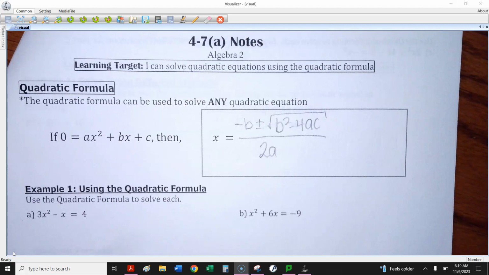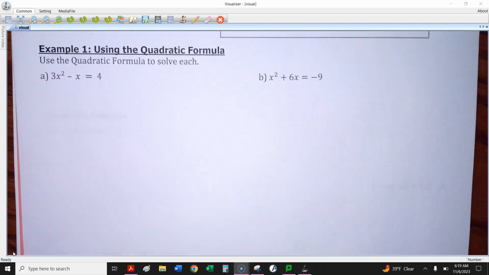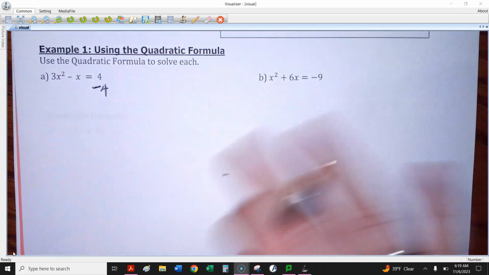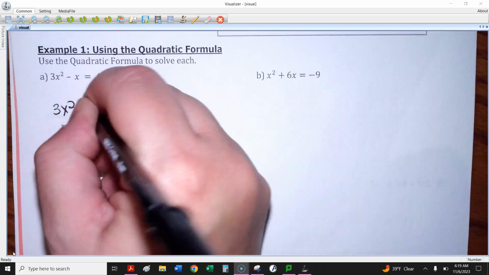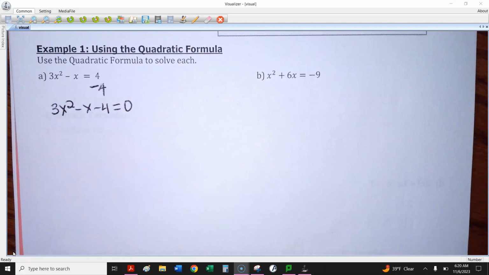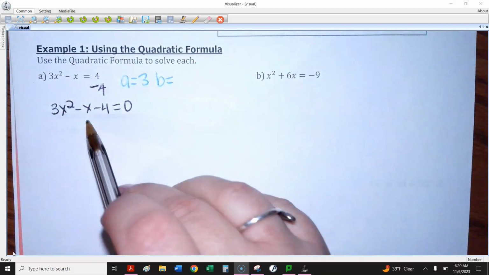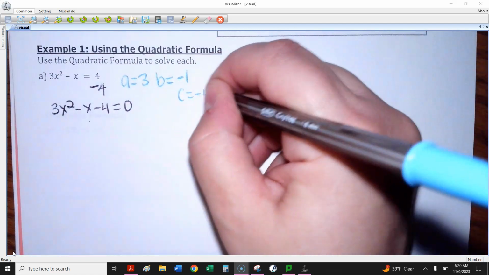So first thing I have to do is set my equation equal to 0. For this question, the least amount of work would be to subtract 4 from both sides. So I'm going to have 3x squared minus x minus 4 equals 0. Now I'm going to identify my a, b, and c values. A is 3. B, I just have minus x, so b would be negative 1, and c is the plain number, which is negative 4.